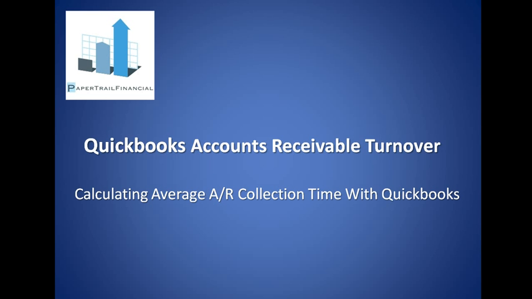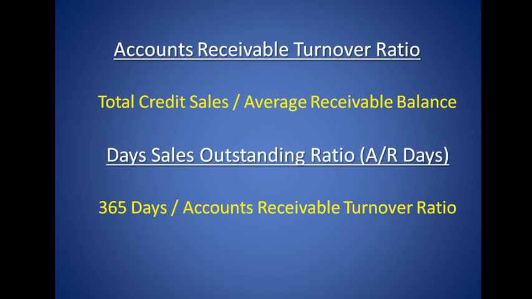The days sales outstanding ratio is a simple formula using the balance sheet and income statement to calculate the average amount of time it takes to collect on sales made on credit. The calculation of the AR days ratio consists of two simple formulas. Receivables turnover is credit sales divided by the average receivables balance. The ratio illustrates how many times receivables have turned over within a given time period.